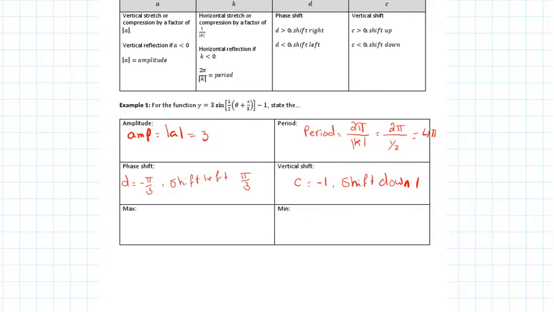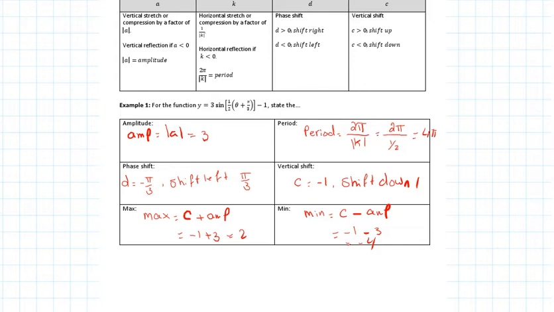Now to find the max, there is a formula for that. To find the max, you're going to take the C value, and then add the amplitude. So C plus A gives you the max. In this case, negative 1 plus 3 gives me 2, and that is my max. To find the min, it's going to be C minus the amplitude. In this case, negative 1 minus 3 equals negative 4. So my max is 2 and my min is negative 4.